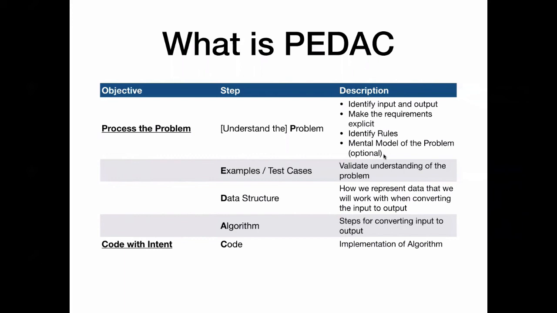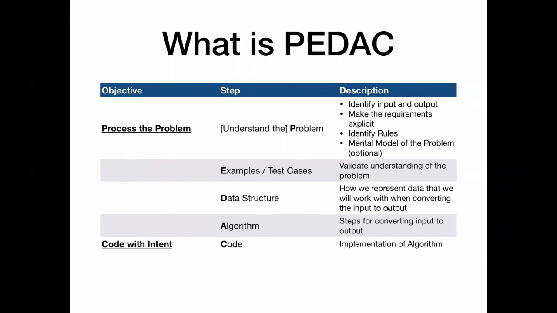And then a mental model, which is optional. So we'll talk more about what this mental model is in the example later. And the next one is examples and test cases. Essentially, what we want to do here is validate our understanding of a problem, make sure that we are working on the right problem. Next is the data structure.